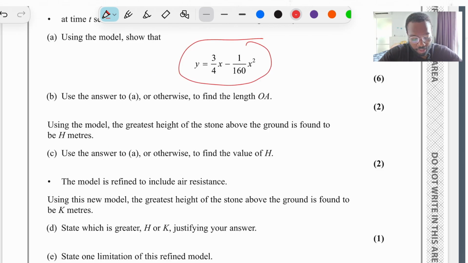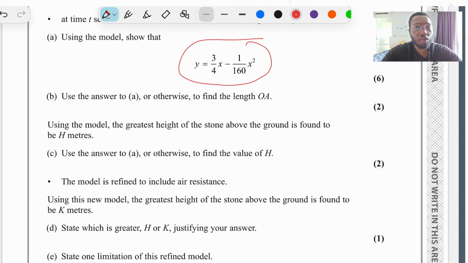So now the model has air resistance, okay? And using this new model, the greatest height of the stone above the ground is found to be k meters. So we need to state which is greater, h or k, justifying our answer. So here's a question, okay? If it's now got air resistance, and the greatest height is found to be k meters, well, which one is higher?